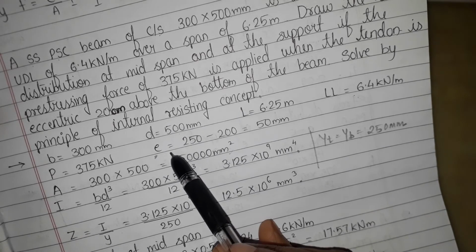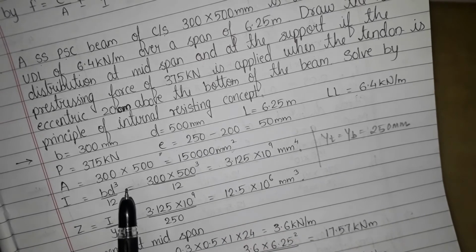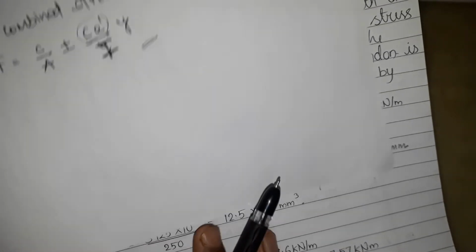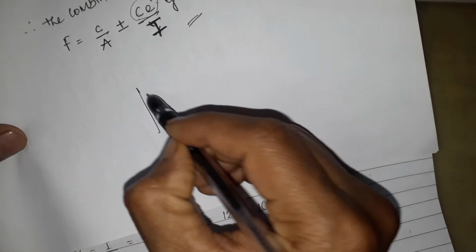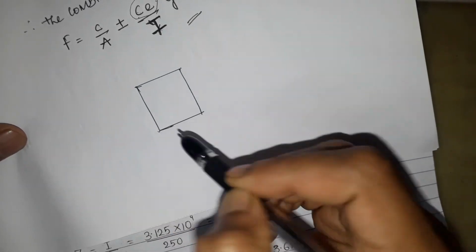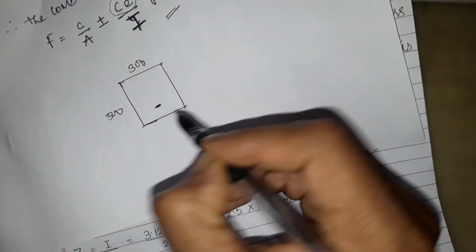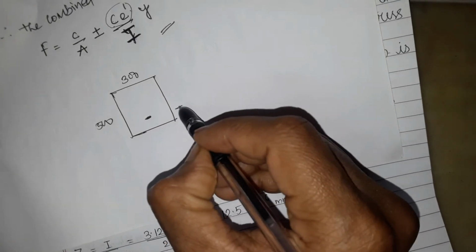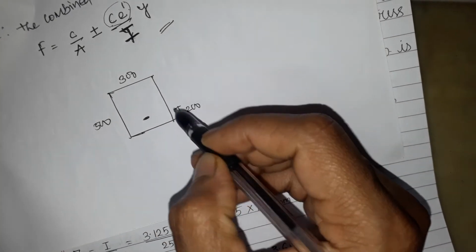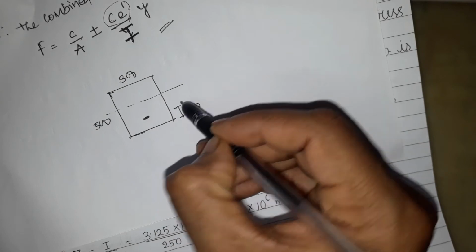So therefore, what is E? What was given? The cross section of the beam, which they gave as 300 by 500. So this is 300 and 500. And the tendon is located at a distance of 200 mm from the bottom. So if this is the centroid, what will be E now?